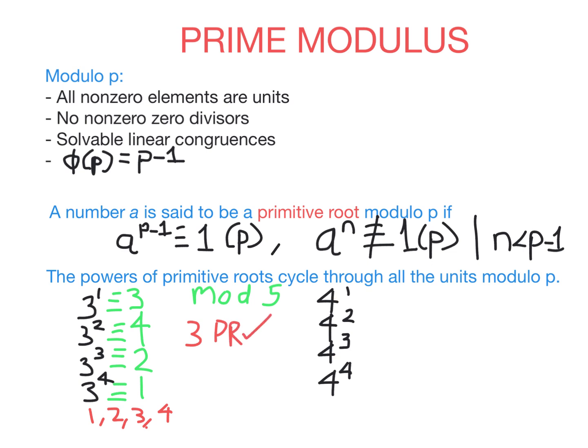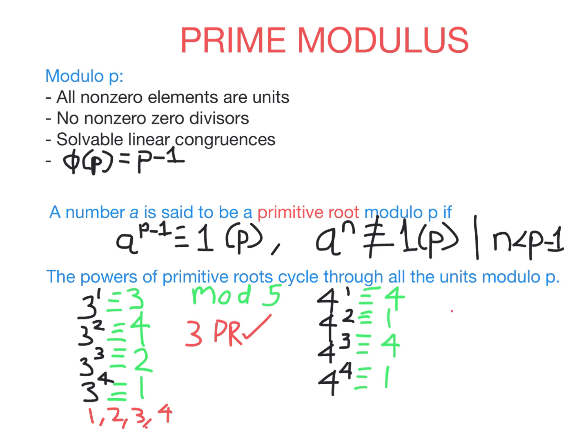What about 4? Let's go through the powers of 4 modulo 5. 4 to the power of 1 is obviously 4. 4 squared is 16, which is 1 mod 5. Turns out that 4 to the power of 3 is just going to be 1 times 4. 4 to the power of 4 is 1. Turns out if you take powers of 4 modulo 5, they're always going to be 4 or 1. The powers of 4 are just going to cycle 4, 1, 4, 1. There's no power of 4 equal to 2 or 3.